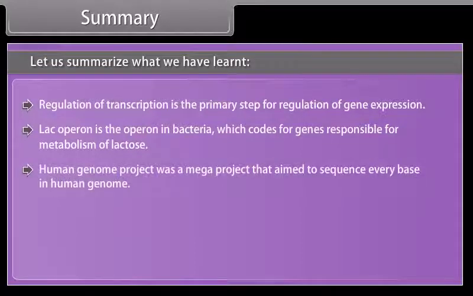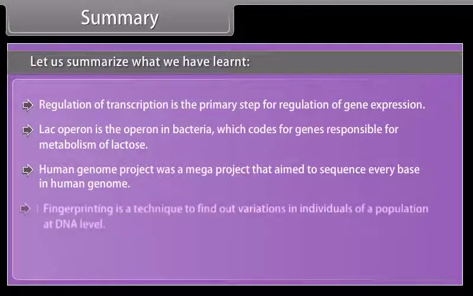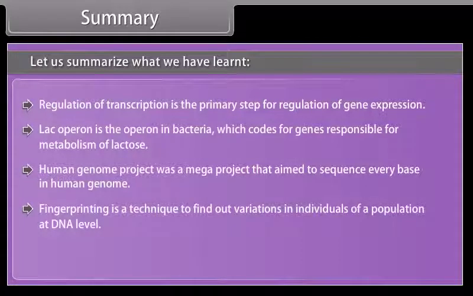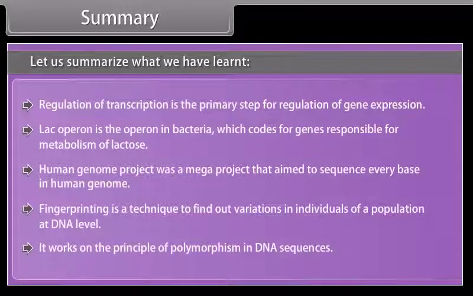Human Genome Project was a mega project that aimed to sequence every base in the human genome. Fingerprinting is a technique to find out variations in individuals of a population at DNA level. It works on the principle of polymorphism in DNA sequences.